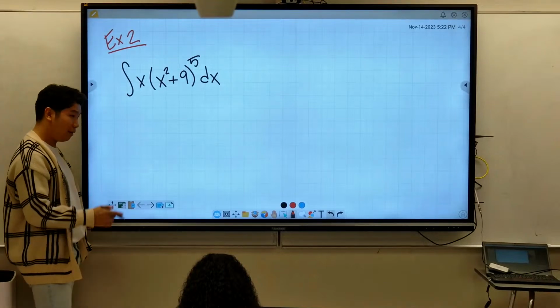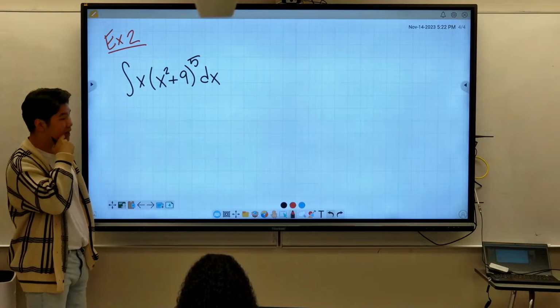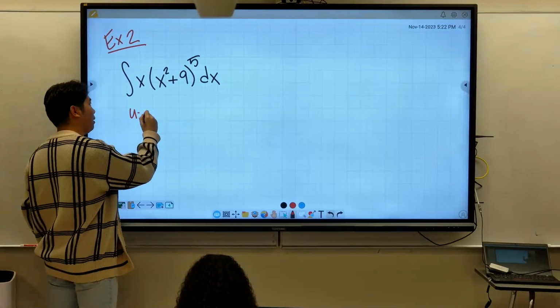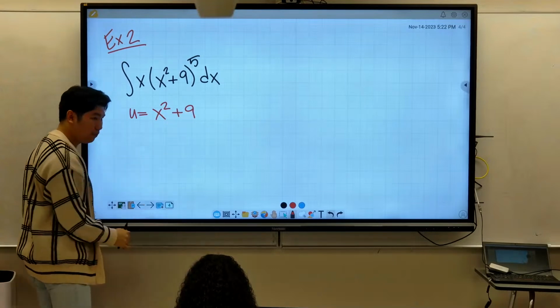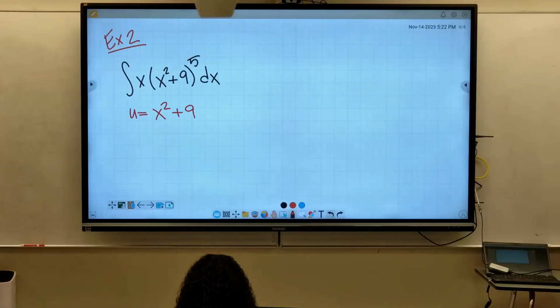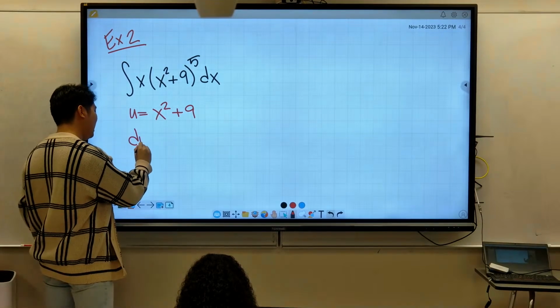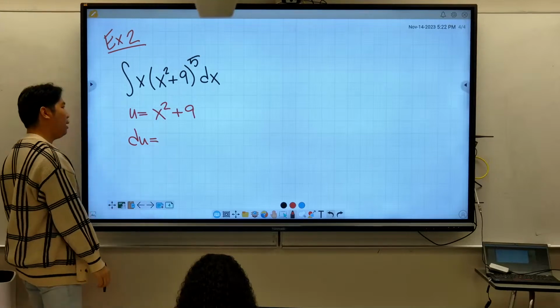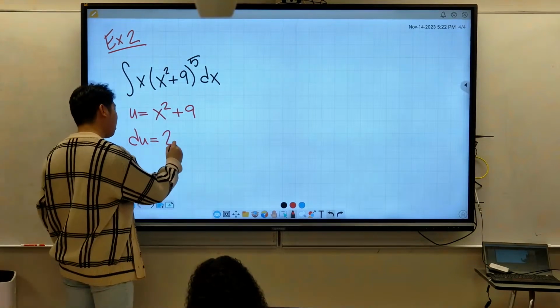So let's consider this here. What if I let my u be x squared plus 9, for example? Let's say I let that happen. Then if I want to take the derivative and get du, what's the derivative of x squared plus 9? Yeah, we get 2x dx.